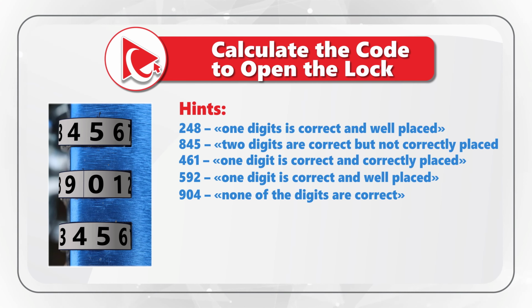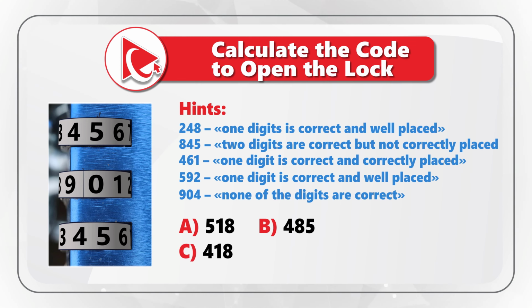To open the lock, you need to process all the hints and select 1 out of 4 possible choices. Choice A, 518. Choice B, 485. Choice C, 418. And last but not least, choice D, 568. Take a close look to see if you can come up with the answer.